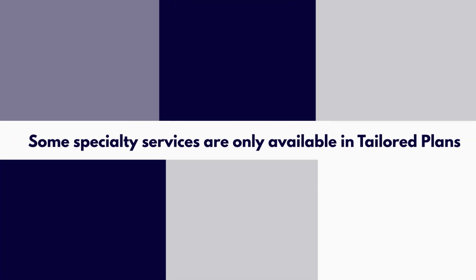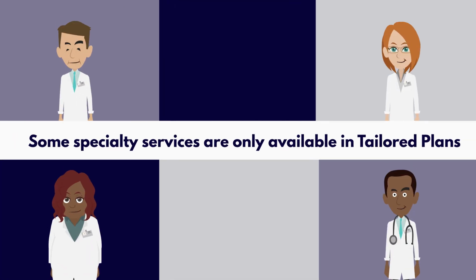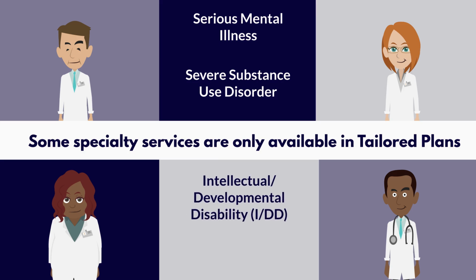Blue boxes and animated doctors are displayed. The screen displays some specialty services are only available in tailored plans, and the terms severe mental health illness, severe substance use disorder, intellectual developmental disability, I/DD, and traumatic brain injury, TBI, are shown. Tailored plans provide additional services related to conditions for individuals with a serious mental illness, severe substance use disorder, intellectual developmental disability, also called an IDD, and traumatic brain injury, also called a TBI.